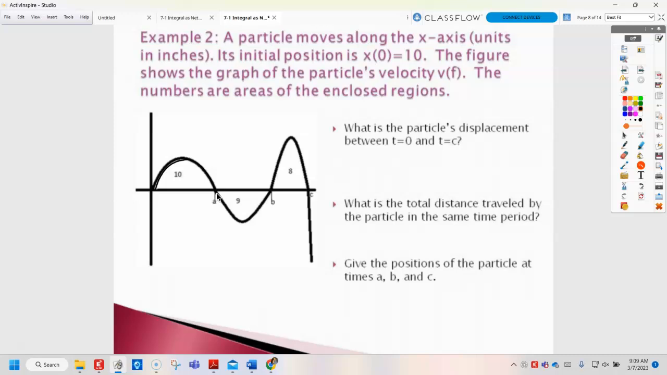So it says, what is the particle's displacement from 0 to C? So remember that displacement is initial and final plus change. So displacement x of C equals x of 0 plus the integral from 0 to C of v of t. Well, v of f in this case.